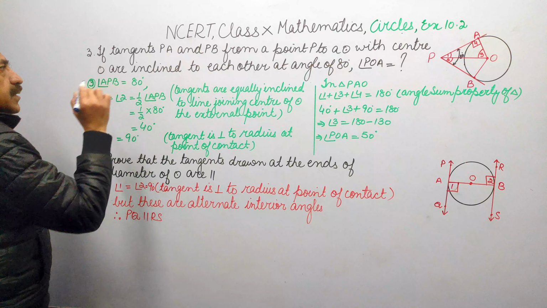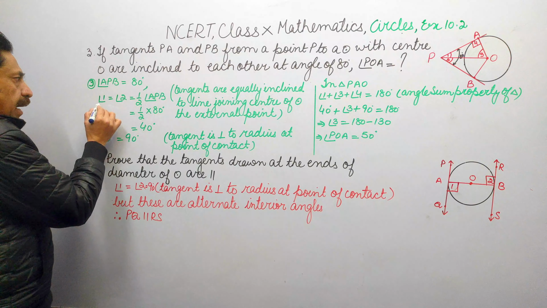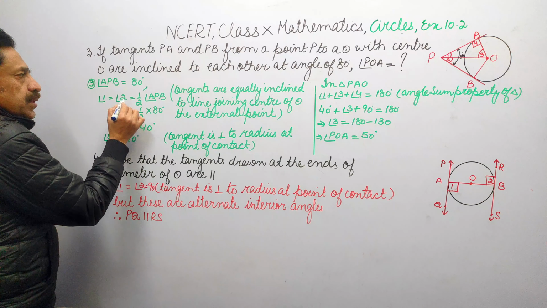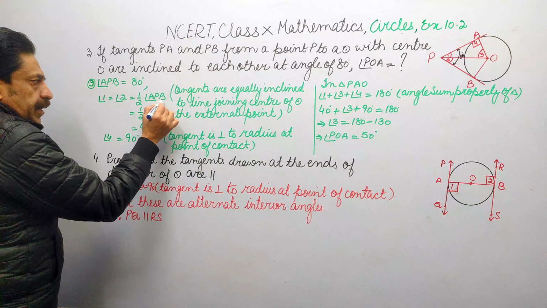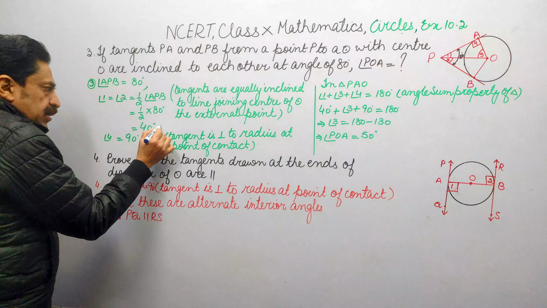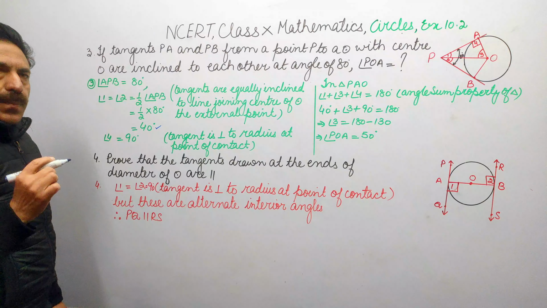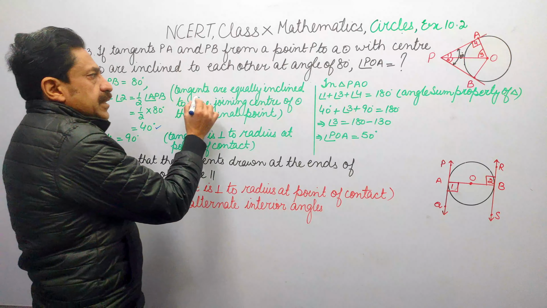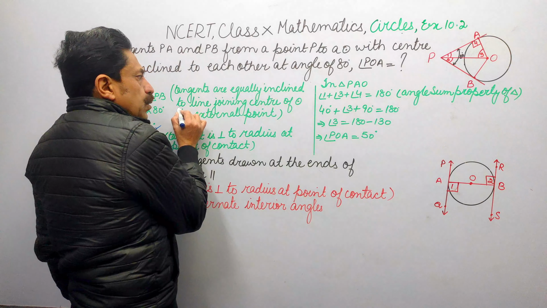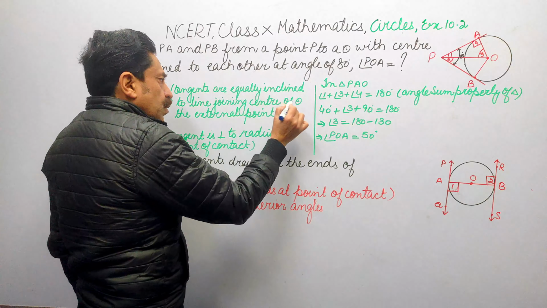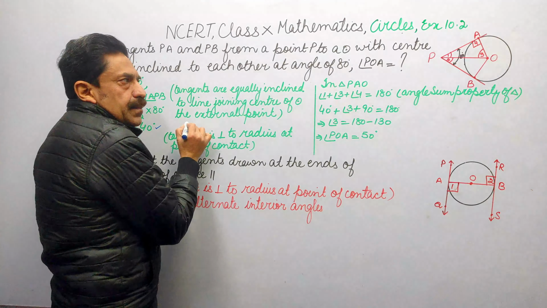Angle APB is given as 80 degree. Now angle 1 is equal to angle 2, which is equal to half of angle APB, which we get as 40 degree. The property which we have used: tangents are equally inclined to the line joining the center of the circle to the external point.